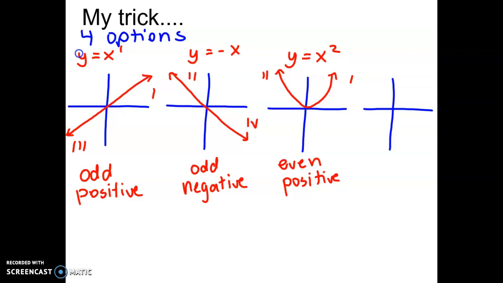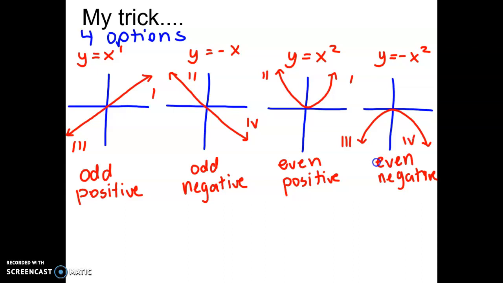The final case you probably guessed is if there is a negative out in front. Remember that a negative parabola is flipped upside down. And again, this upside down parabola would have an even degree, but this time it has a negative in front, so it's got a negative leading coefficient, and it would go from quadrant 3 to quadrant 4. So those are kind of the 4 different cases.